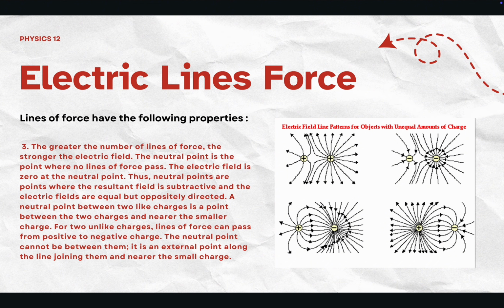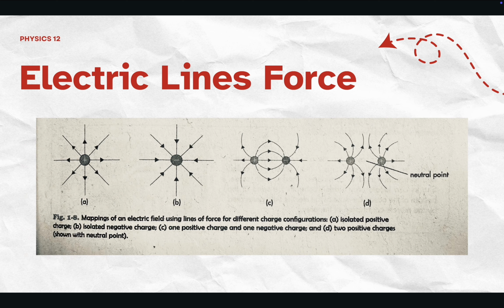A neutral point between two like charges is a point between the two charges and nearer the small charge. So, the neutral point cannot be between them. It is an external point along the line joining them and near this small charge. So, ito yan. Electric lines of force.